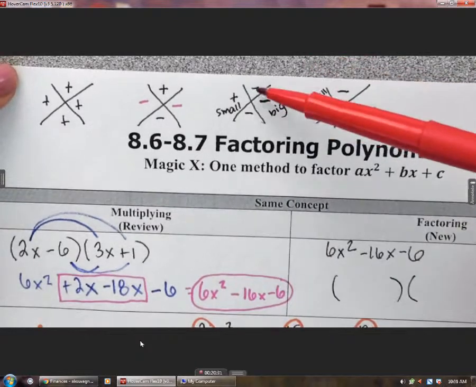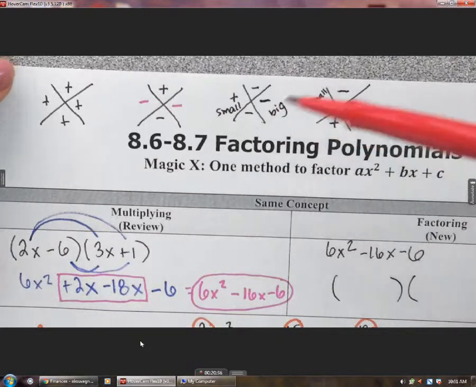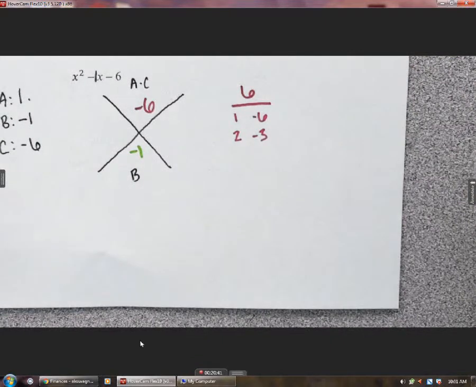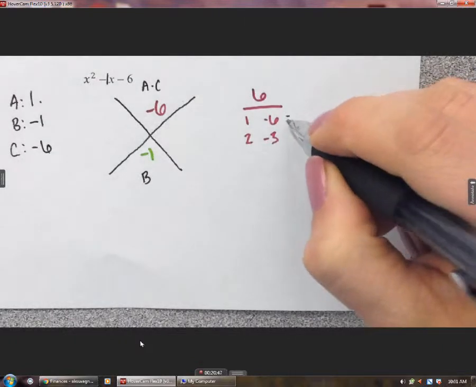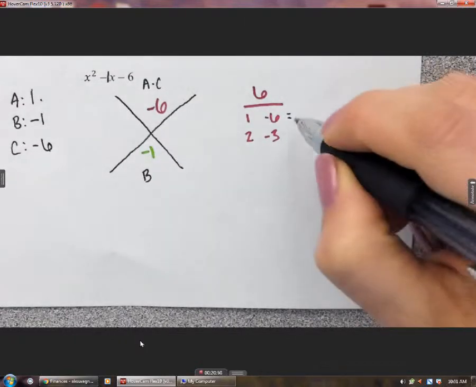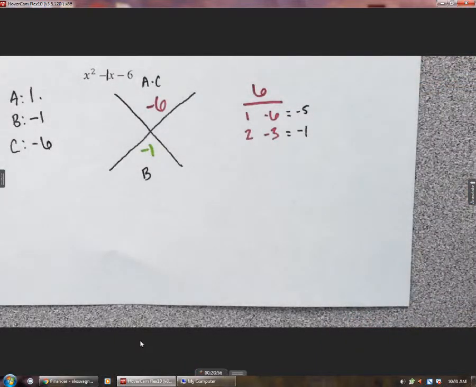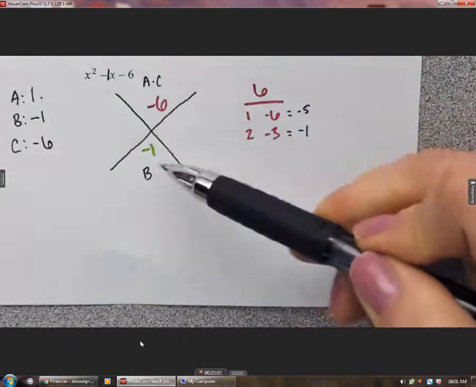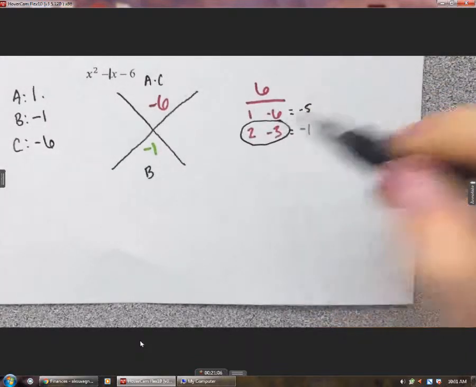I have a negative and a negative, so let's go back up to my chart up here. That means the bigger number will be negative. So over here on my little chart, I'm going to write a negative and a negative by the big numbers. What's 1 plus -6? -5. What's 2 minus 3? -1. Which pair do I want to pick? Why? They add up to be -1. So I'm going to pick these ones.